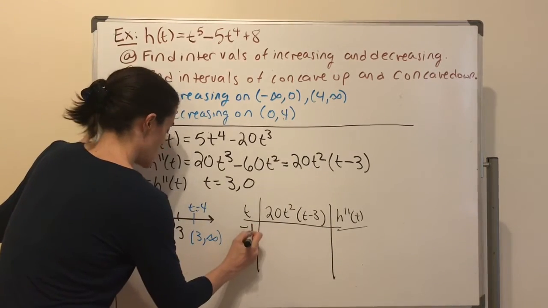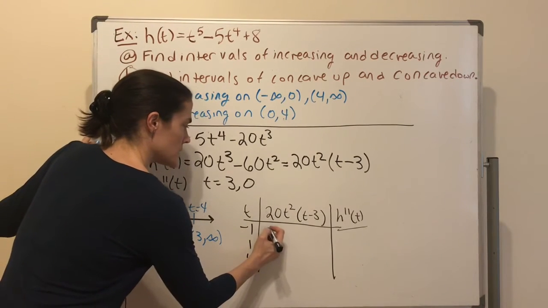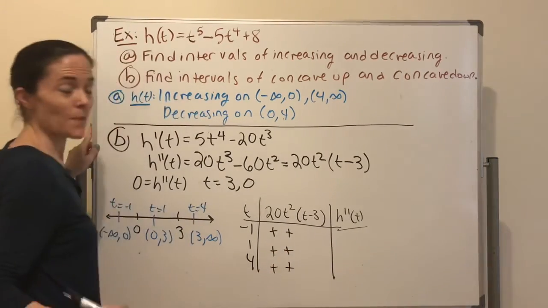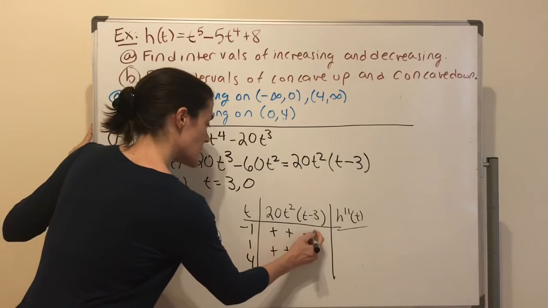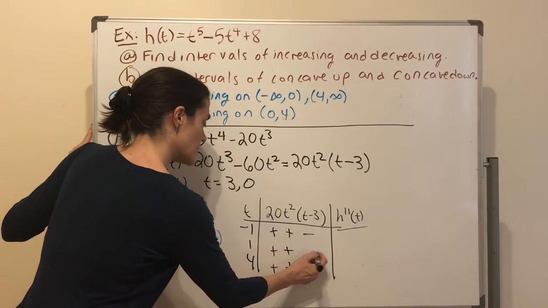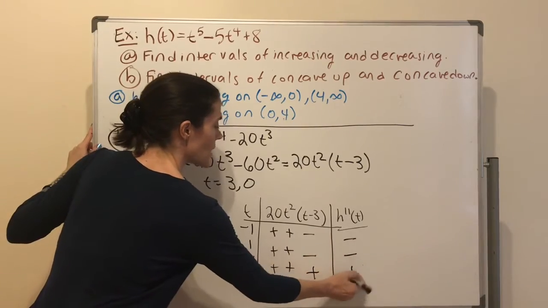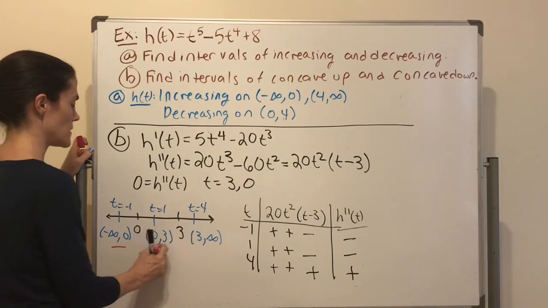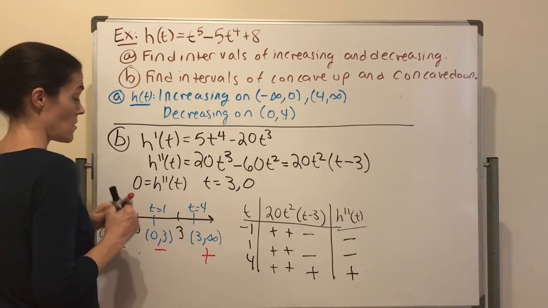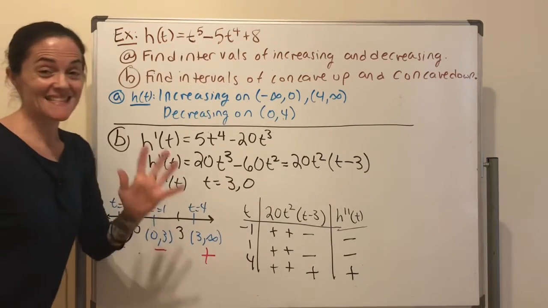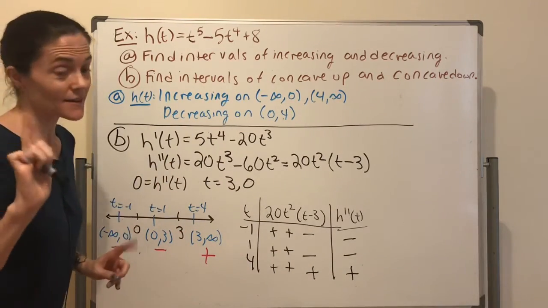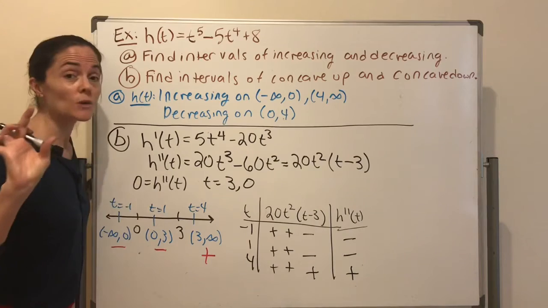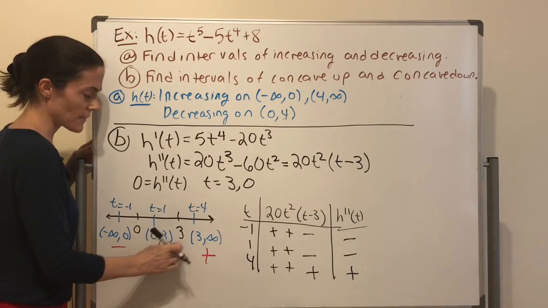Okay, -1, 1, 4. This is positive and positive. When you square, t squared is positive for all three of these. Now this is negative, this one is negative, and this one's positive. We have negative, negative, positive. Oh, this is interesting because look, this is not an inflection point. So we have only one inflection point. Is where? Right here at 3.